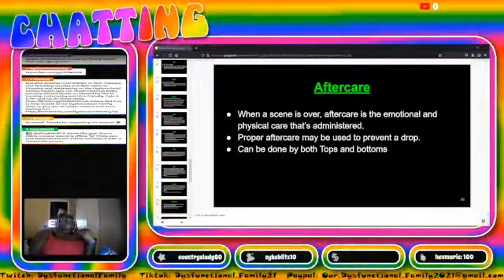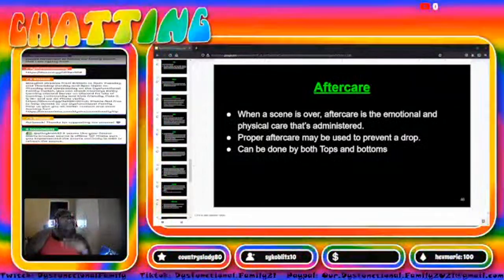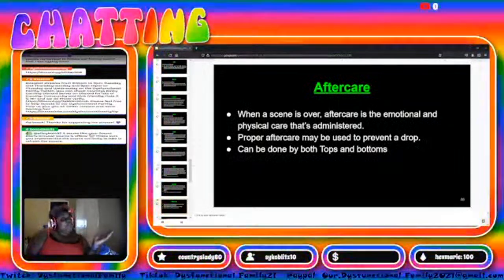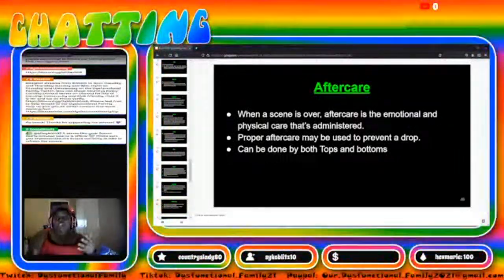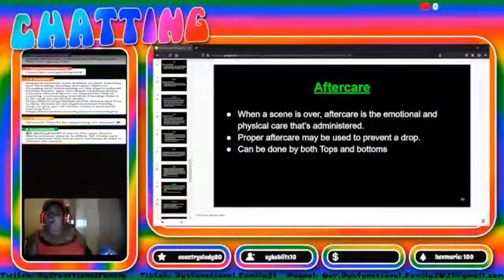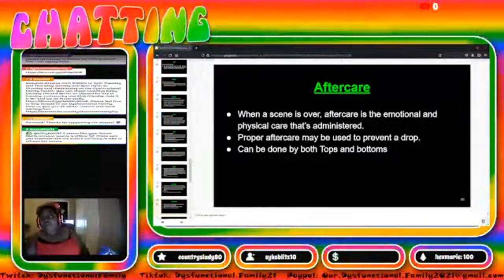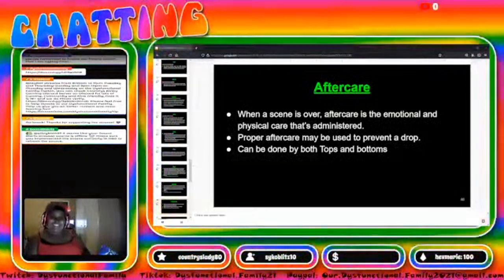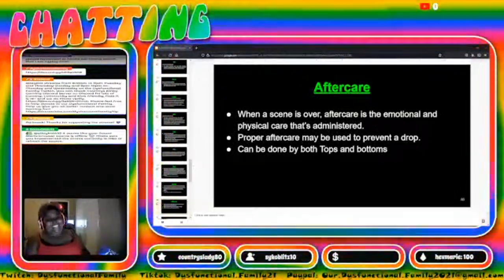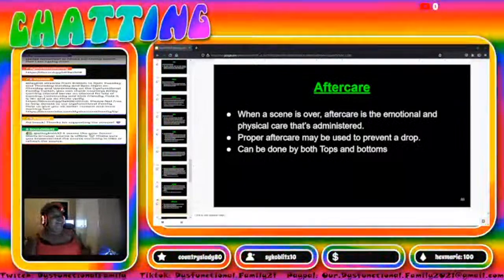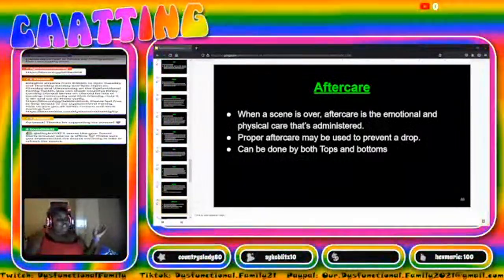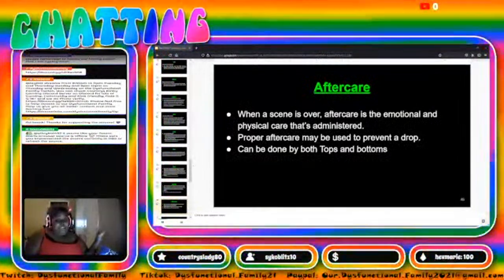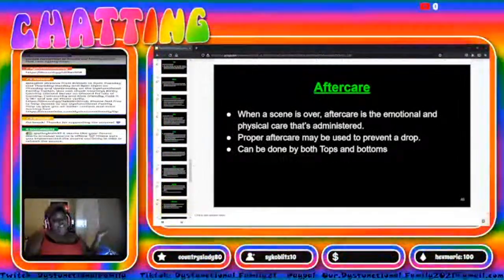Aftercare, we see a lot of the time the dominant giving the submissive aftercare. And a lot of the time we don't really think, there is a thing called Dom Drop. So make sure you're both giving each other aftercare. And when it comes to aftercare, make sure you discuss what you all like. What works for one may not work for the other. Aftercare is just different for everybody.